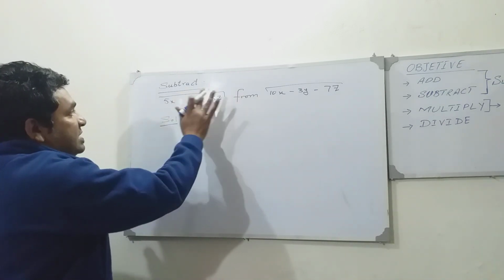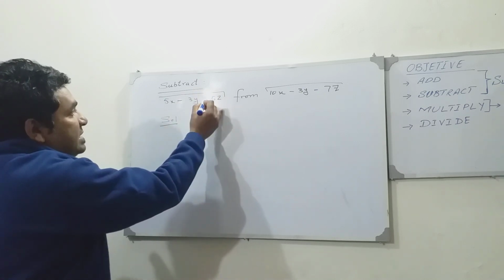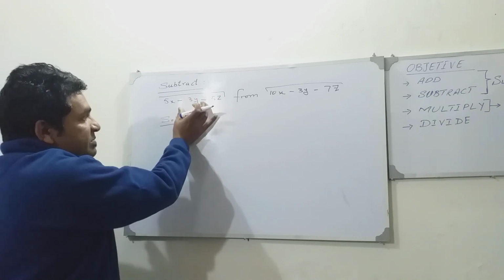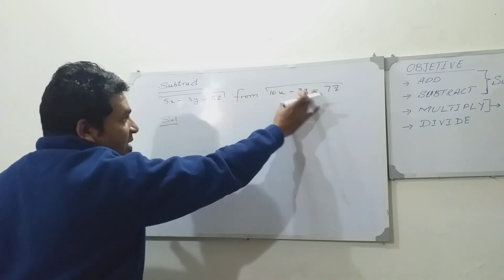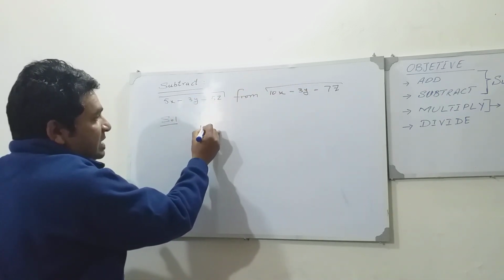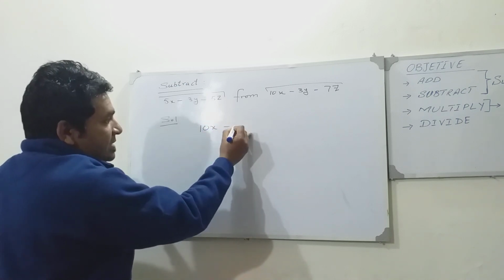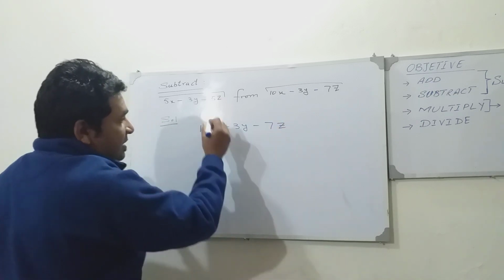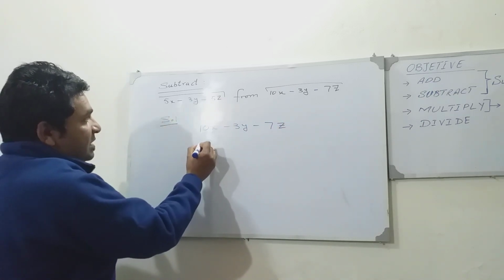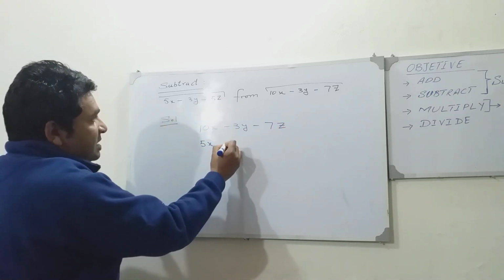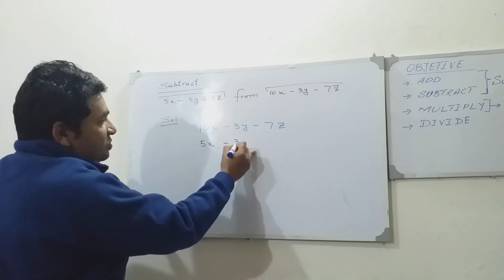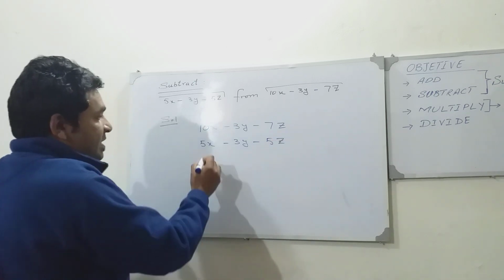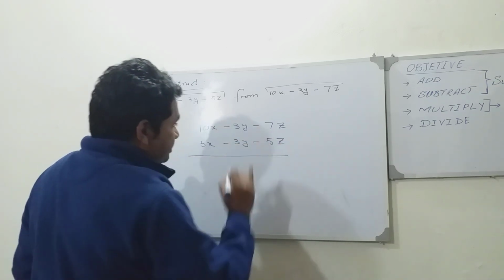This we have to subtract. Let's change the signs of these as well, minus and minus. This will be subtracted from this, so this will come at top, so we will write down 10x minus 3y minus 7z, and under it we will write this expression, that is 5x minus 3y and minus 5z. So we are going to subtract.